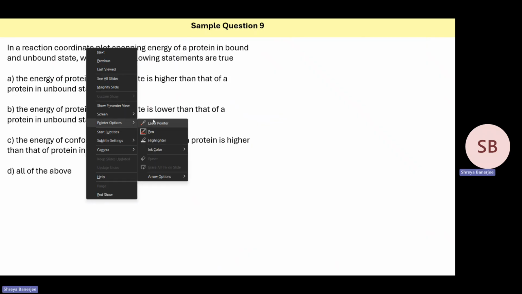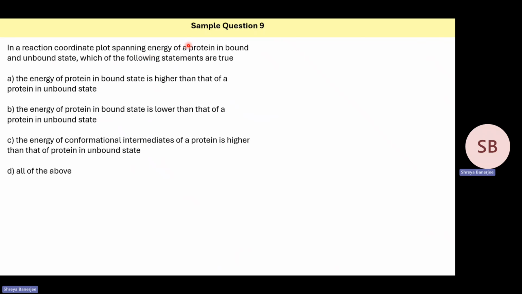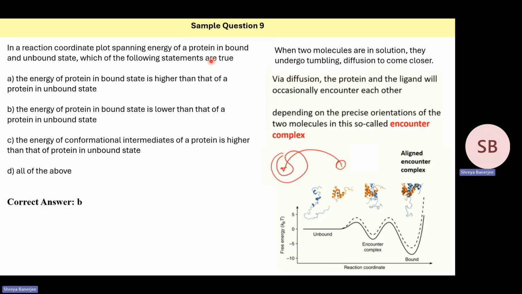Then there is a question asking, in a reaction coordinate plot spanning energy of a protein in bound and unbound state, which of the following statement is true? So we will look at the plot that they are talking about. You have a protein in an unbound state and you have a ligand. In solution, these molecules will undergo tumbling and diffusion to come close to each other. And when they are close to each other, they will form an encounter complex, which has slightly lower energy than the unbound form. The encounter complex is something where you have a protein and a ligand which is close to the binding site, but it has not completely settled inside the binding site. So the energy is lower, but it is not as low as the protein bound complex.